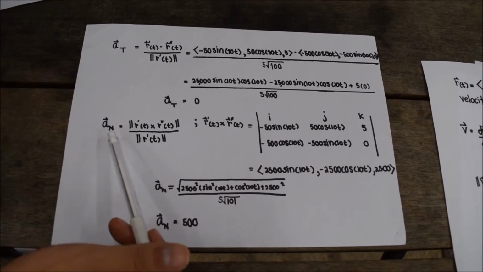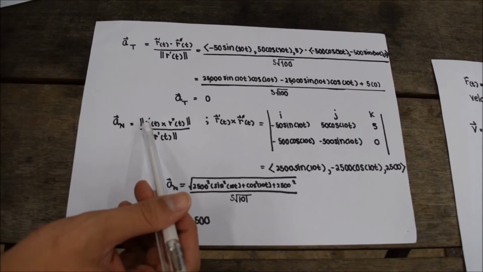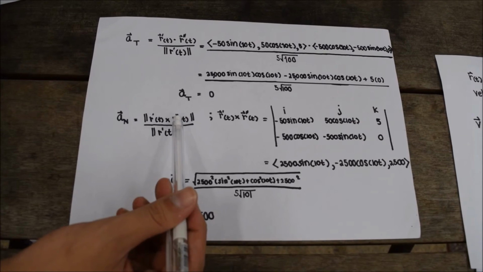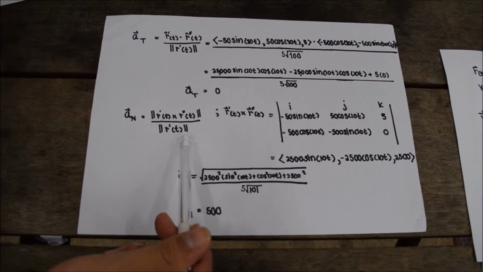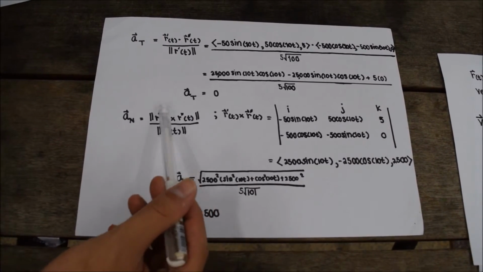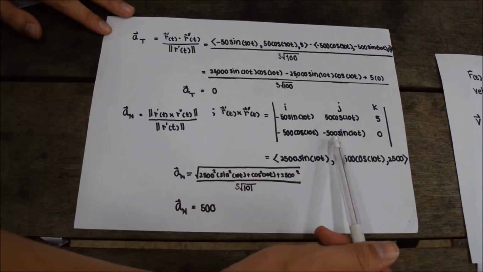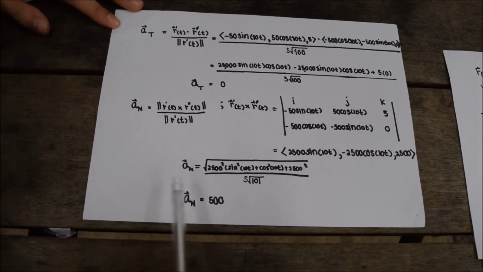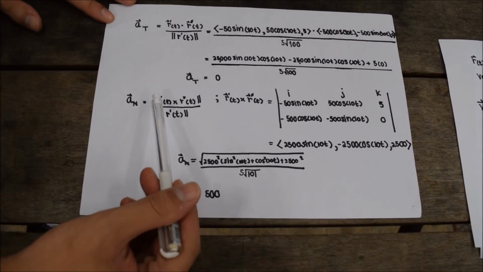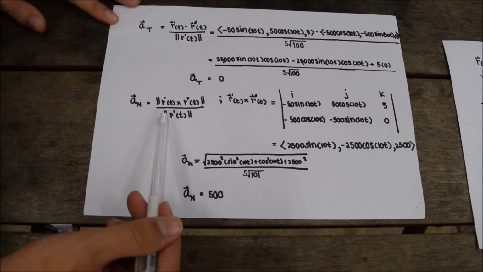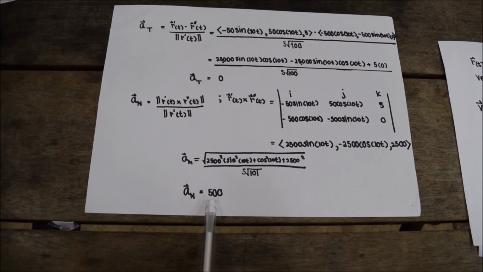a_n is equal to the magnitude of the derivative of vector r cross multiplied with the double derivative of vector r, over the magnitude of the derivative of vector r. We can find this part by the cross multiplication in a determinant like this. We are going to get this vector, and we have to substitute this into the equation, and we can find a_n equal to this amount. It's a scalar.